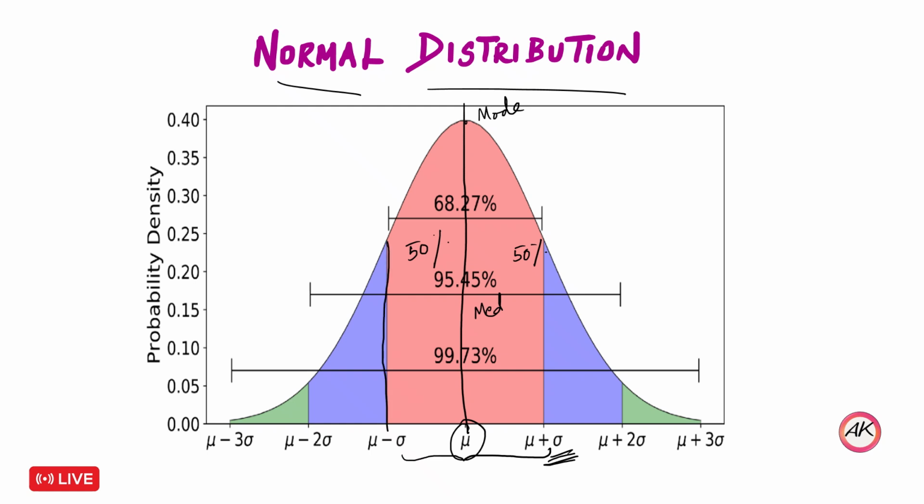The probability that an observation will fall within one standard deviation from the mean is 68%. And the probability that an observation will fall within two standard deviations from the mean is 95%. And the probability that an observation will fall within three standard deviations from the mean is 99%.